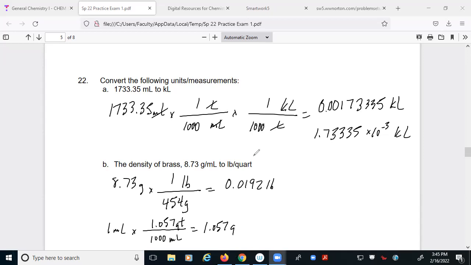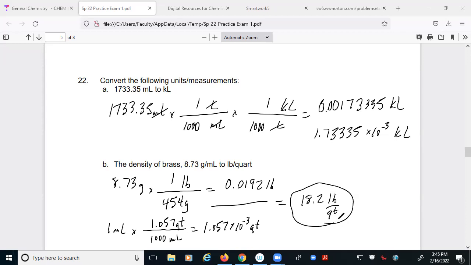So 1.057 divided by 1,000 is 1.057 times 10 to the negative third quarts. We could divide those two numbers by each other now. And to three significant figures, we would get 18.2 pounds per quart.